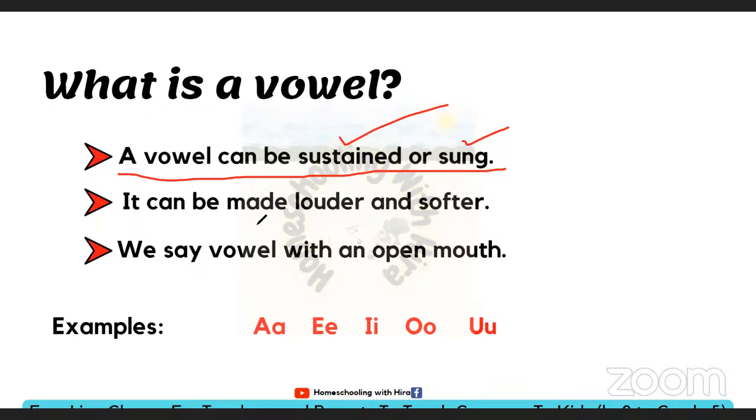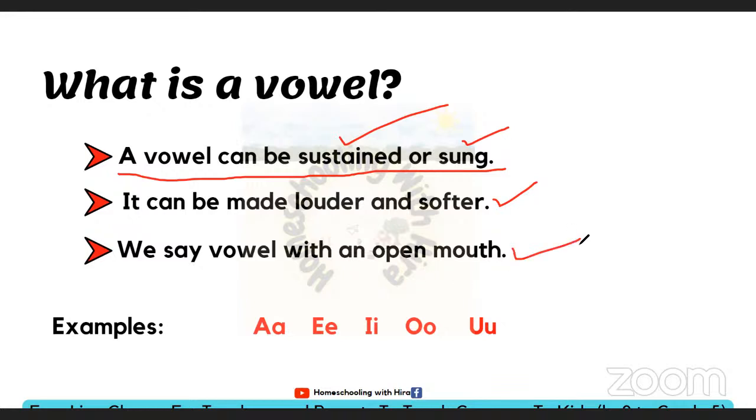The second reason why A, E, I, O, U are vowels is that they can be made louder and softer. Now listen to my voice carefully. I'll say it with a louder pitch. I'll say it softer. Right? Just take care of your ears, okay? Or even I can say it softly, I can say it loudly, right? This is the second characteristic of vowels. Third, we say a vowel with an open mouth. Do this practice.